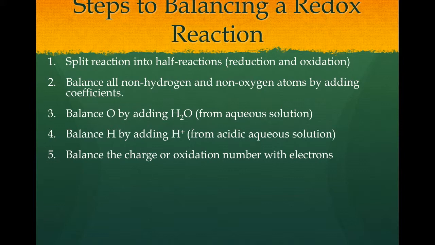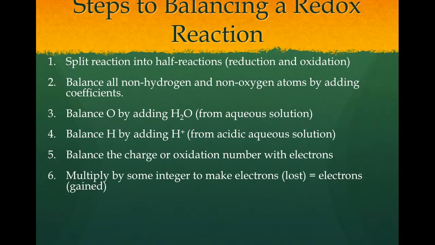Now clearly, because oxidation and reduction involve a transfer of electrons, we are always going to have to add electrons to one side or the other in each of these equations in order to have the charge be the same. If that's not the case, then you probably made a mistake somewhere. So we're going to balance the charge on both sides of both half reactions by adding electrons.